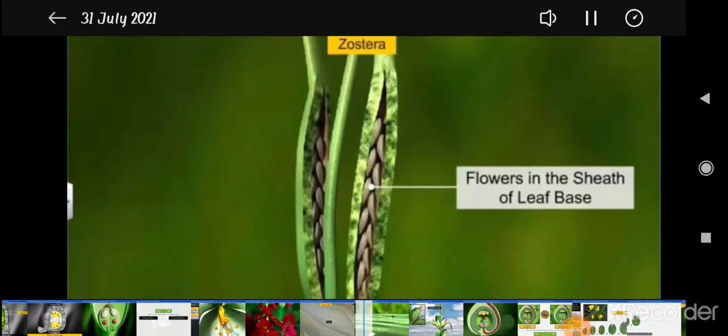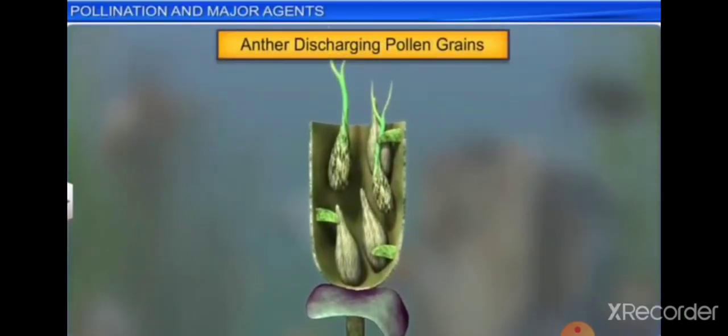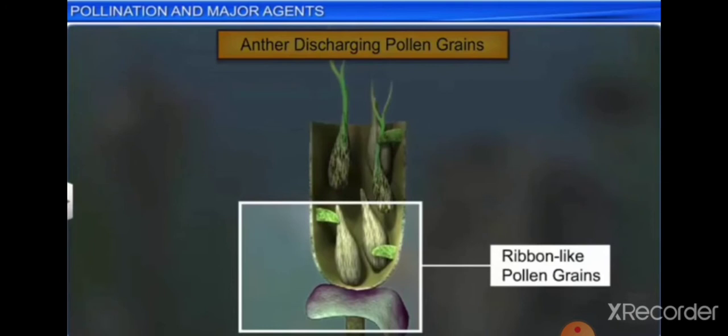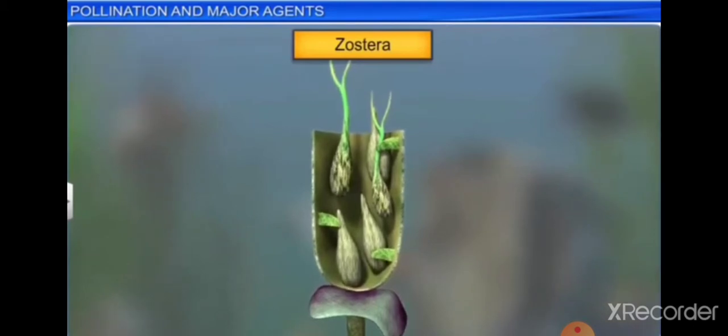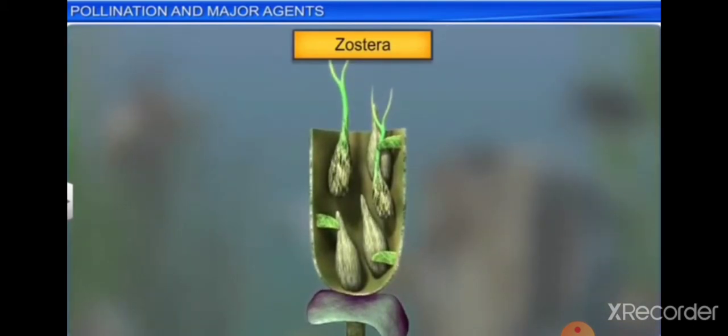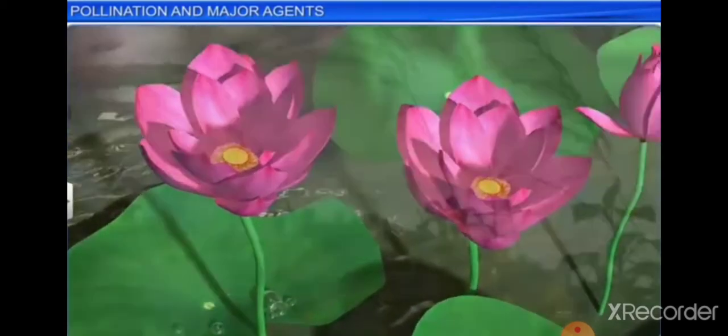In the seagrasses, the male and female flowers remain submerged in water. The male flowers produce long, ribbon-like pollen grains which have a mucilaginous covering that protects them from getting wet. The pollen released in water is carried by water currents towards the submerged stigma, and thus pollination is completed.